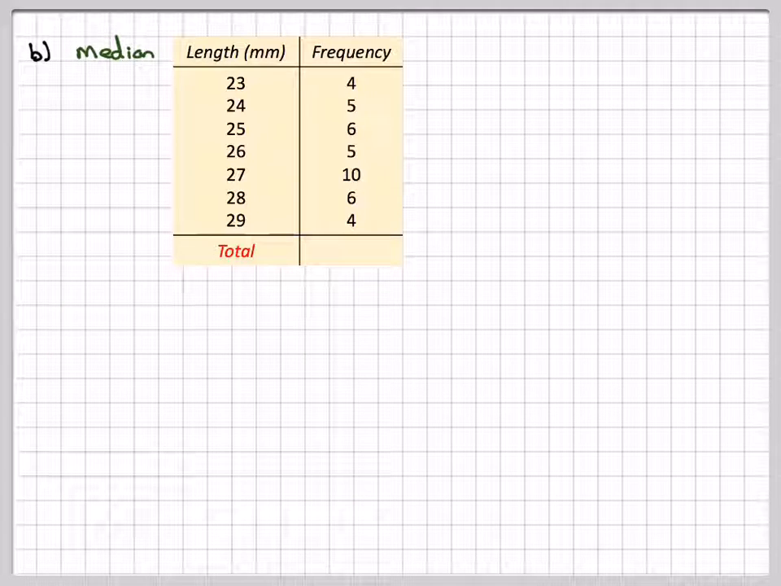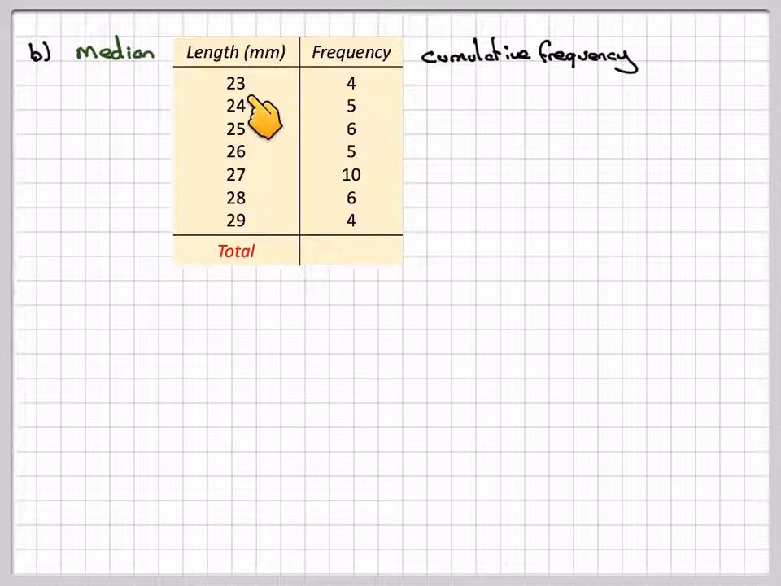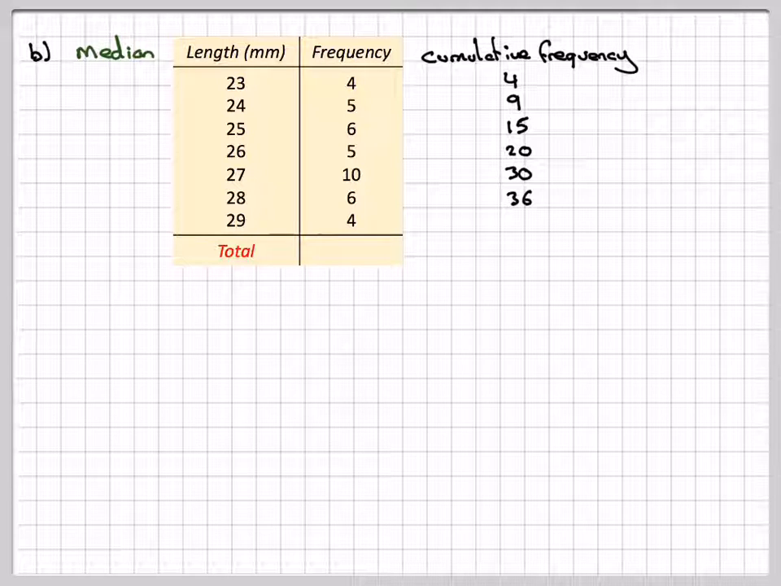Find the median. To find the median, what we need to do is find the middle value. So we would normally write out 23, 23, 23, 23, 24, 24, 24, and so on. So we'd have to write out all 40 values. However, if we work out the cumulative frequency, first one is 4, the next one will be 4 plus 5, which is 9, plus 6 makes 15, 15 plus 5 makes 20, 20 plus 10 makes 30, 30 plus 6 makes 36, 36 plus 4 makes 40.